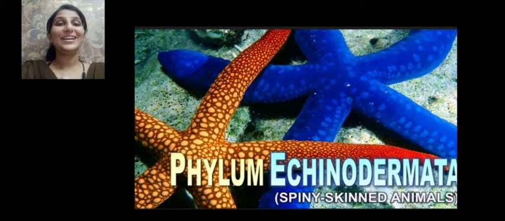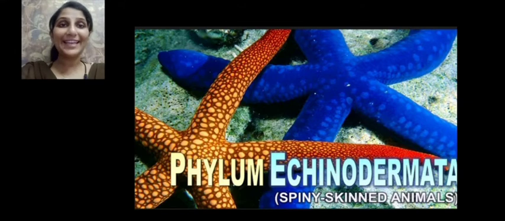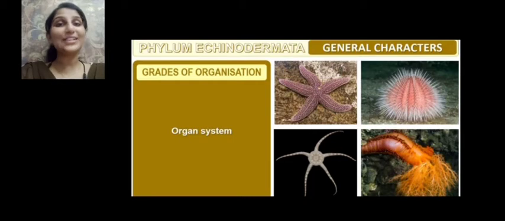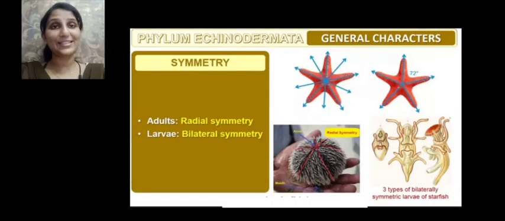Dear children, now let us learn about the next phylum called Echinodermata. So, which animals come under Echinodermata? The spiny-skinned animals come under the phylum Echinodermata. An example of an echinoderm is the starfish. The grade of organization is organ system.